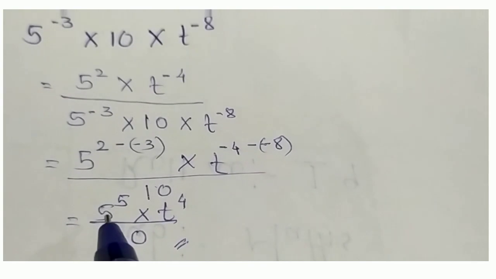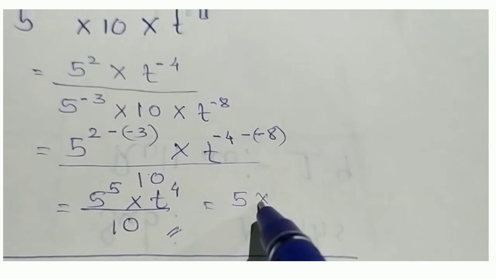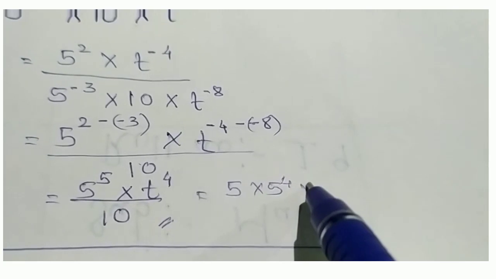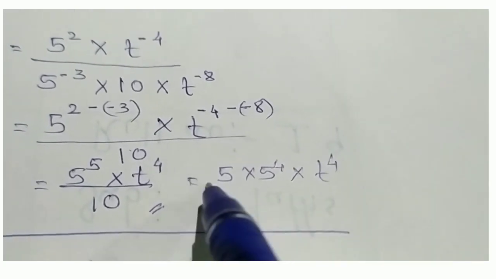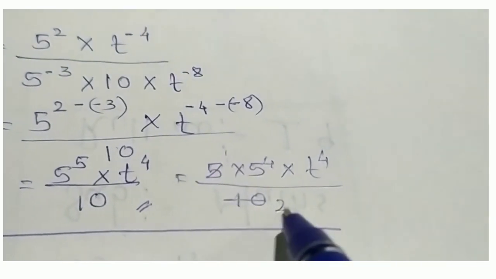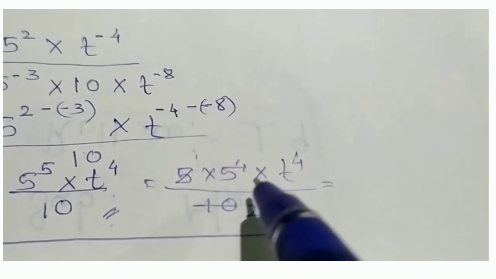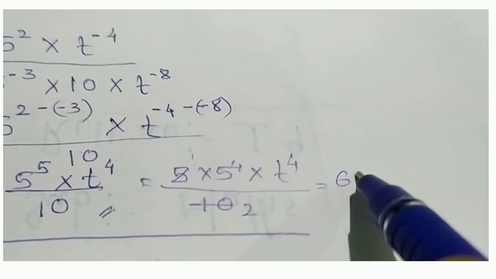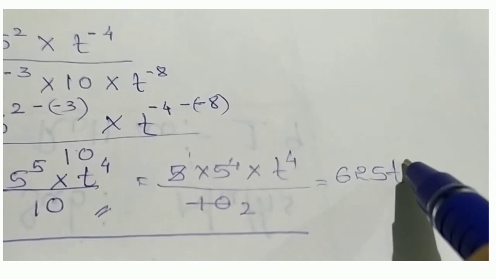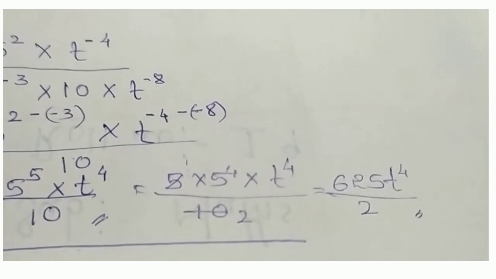By further simplifying this, let's take 5 into, expanding this as 5 power 4, one 5 I am taking outside, into t to the power 4 divided by 10. Okay, so 5 ones are 5, 5 twos are 10, so here we will get 5 to the power 4, so if you multiply this 4 times, here we will get 625, times t to the power 4, into 2 to the power 4 divided by 2. So this is our final answer.